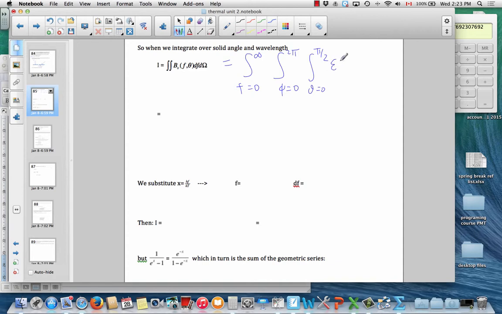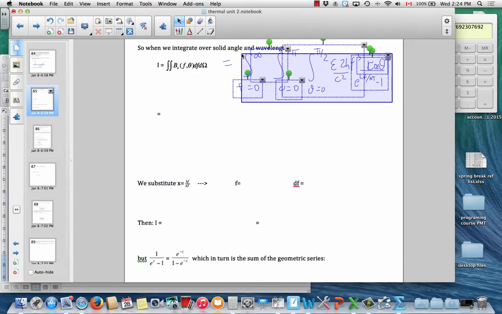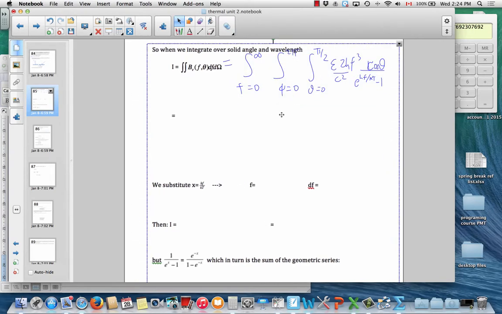So we've got epsilon, the emissivity, 2h, f cubed is a variable, c squared is a constant. Then we're going to have, we're going to badly run out of room here, 1 over the exponential, hf over kT minus 1. Then we've got the cos theta term. And then we've got a term for the Jacobian in spherical coordinates. So we're integrating over the sphere here.